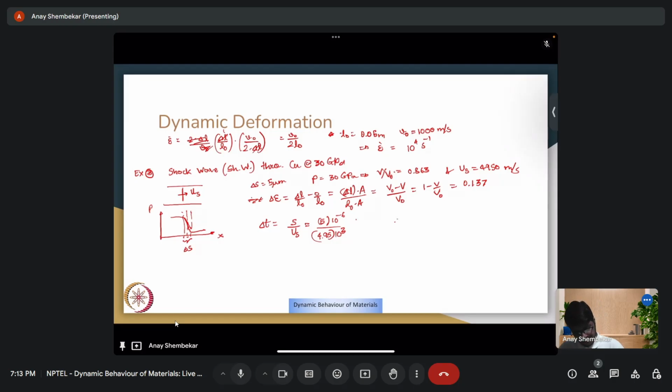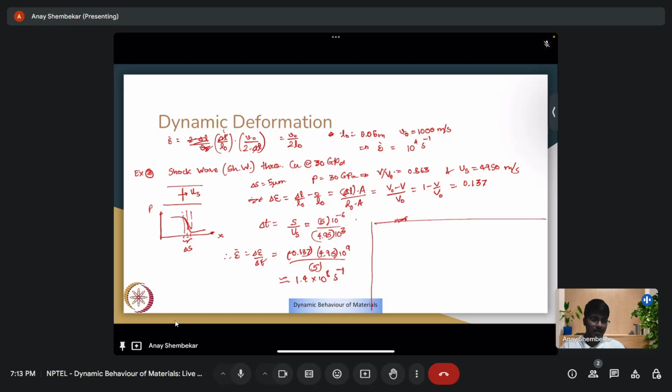Then if we take epsilon dot, delta epsilon by delta t, it turns out to be 0.137, I'm just writing the magnitude, into 4.95 into 10 raised to 9 by 5, which is around 1.4 into 10 raised to 8 second inverse. So this is for the shock wave.